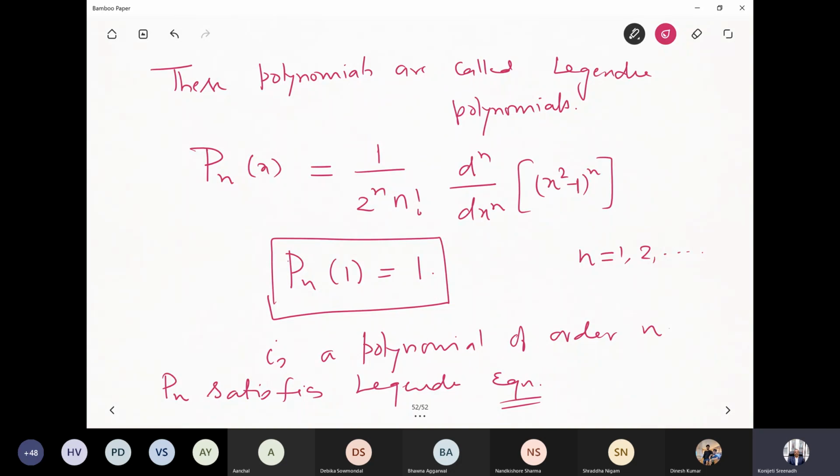There are some problems on the Legendre equations. I gave these problems at the end of the notes. You can try to do these things yourself. And you can ask me any questions that you have before we go to the next topic. Do you have any questions?